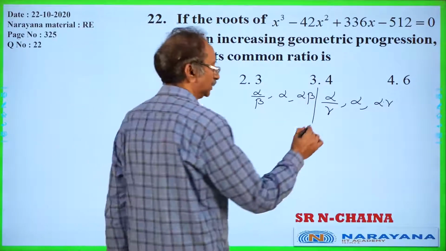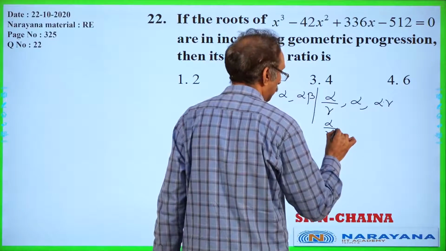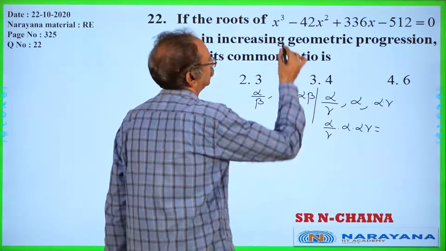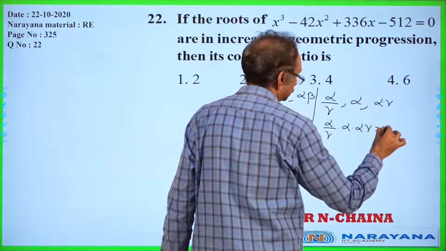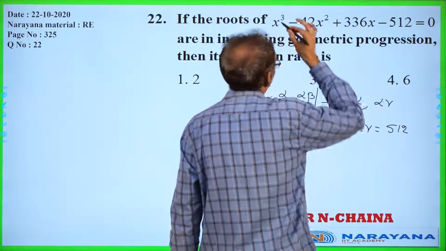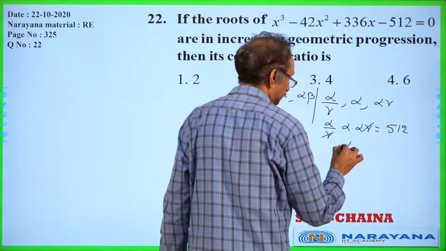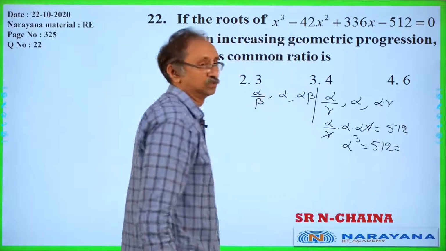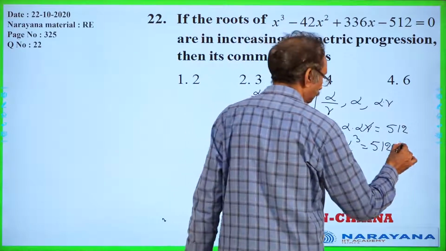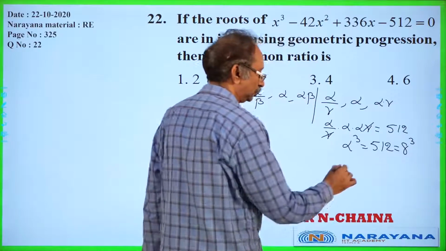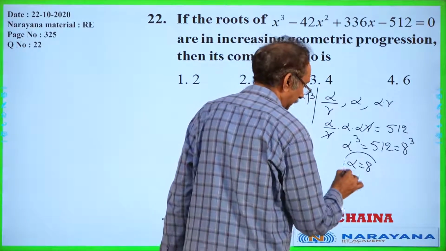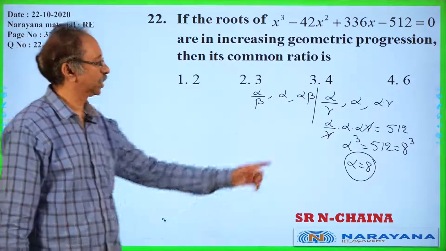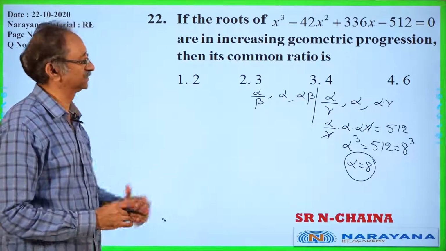Right? Now apply the product of the roots. Alpha by r into alpha into r is equal to what is the product of the roots? Minus of minus plus 512 by 1. So once again you will get alpha cube is equal to 512. So what is 512? It is 8 cube. Therefore alpha is equal to what? 8. So one of the roots is 8. But we need the common ratio. And now go for the sum of the roots.